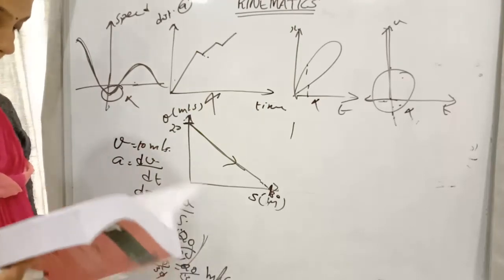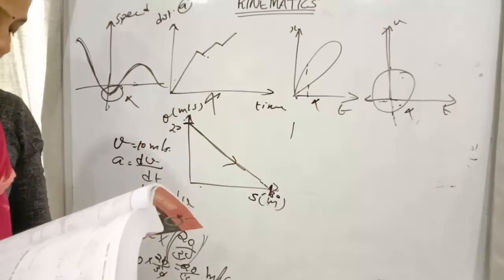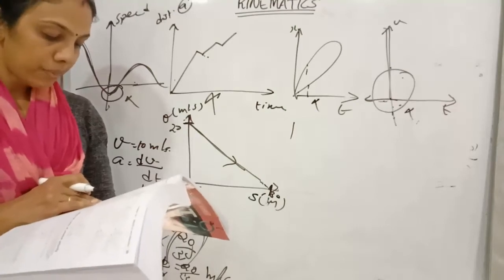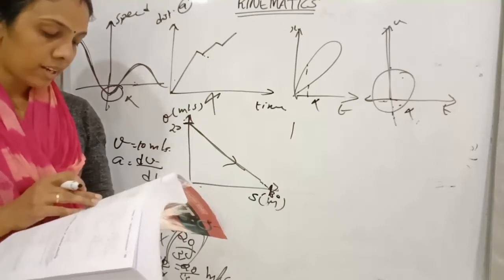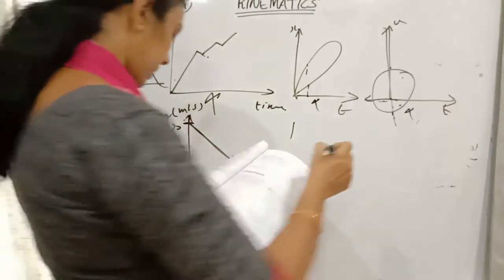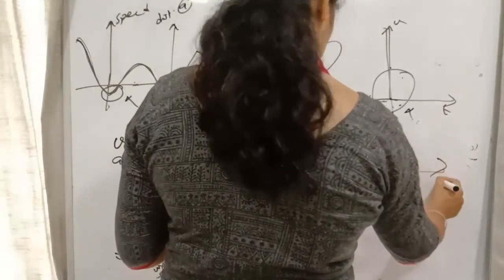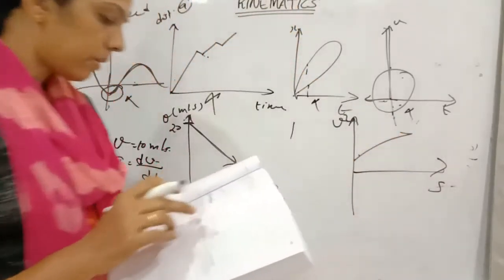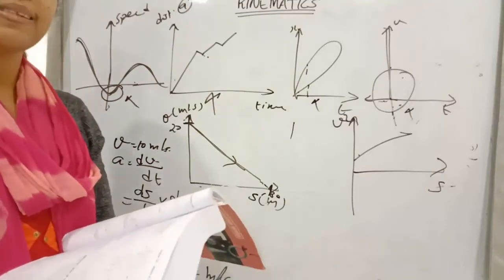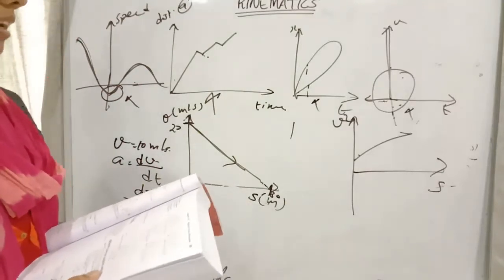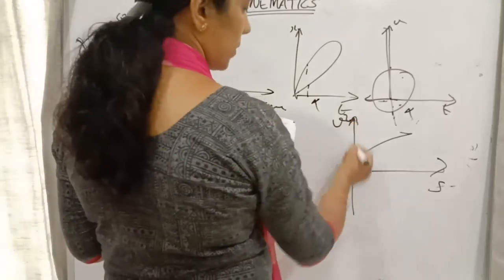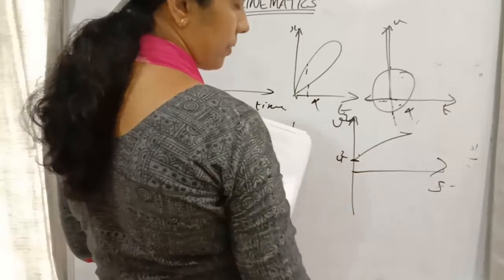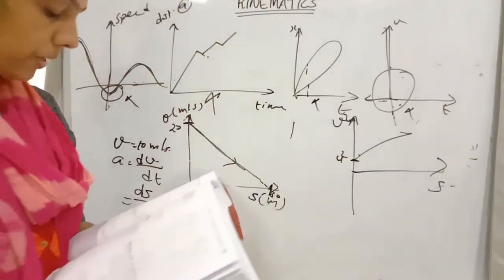Okay, next question. V square versus S graph of a particle moving in a straight line is shown in the figure. From the graph, some conclusions are drawn. Which statement is wrong? We need to identify the wrong statement. Here is S and this is V square. So here the initial velocity is present, and at that time displacement is equal to 0.